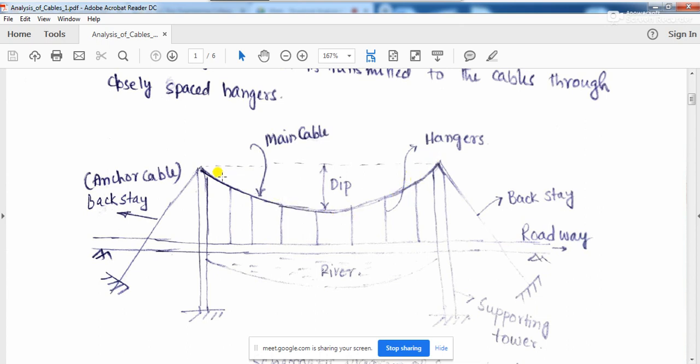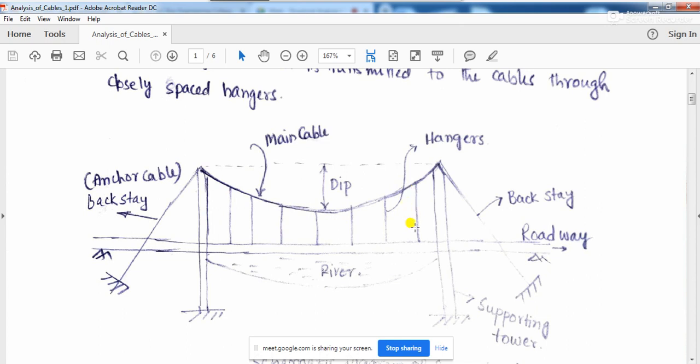This is called the main cable, and this main cable is passing over these piers. These are the supports, the supporting towers. Through the top of these towers the main cable passes, and a part of this cable goes down, which is called the anchor cable, and it is anchored somewhere on the ground. To these cables there are vertical members attached, and these are called hangers.